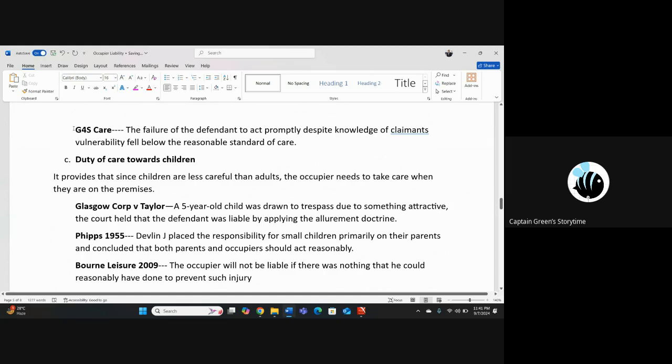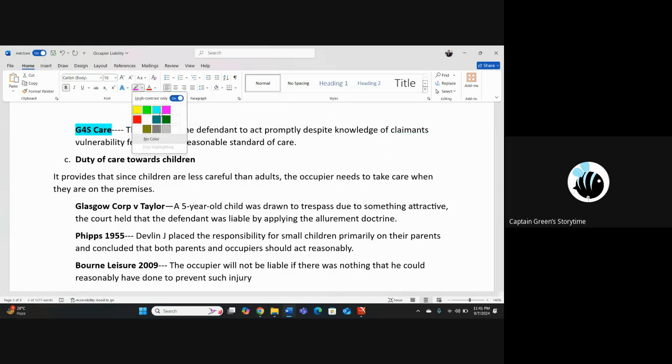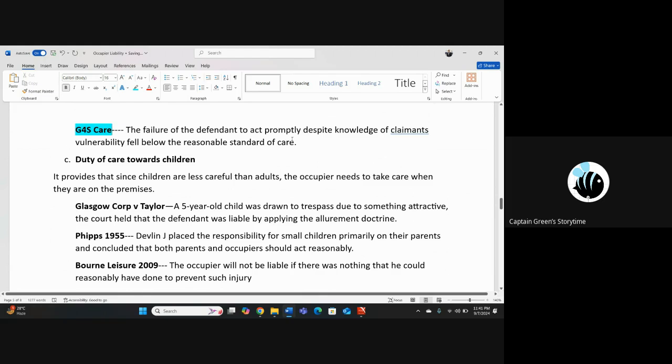We have another case, G4S Care. Let's check this case also. The failure of the defendant to act promptly despite knowledge of the claimant's vulnerability fell below the reasonable standard of care. When a person knows that a child might drown in a swimming pool and that the child is vulnerable, and he fails to act despite that knowledge, he has the duty and will be liable under occupiers' liability, because his conduct falls below the reasonable standard of care.